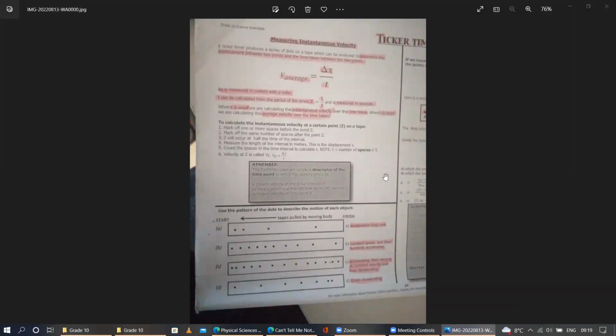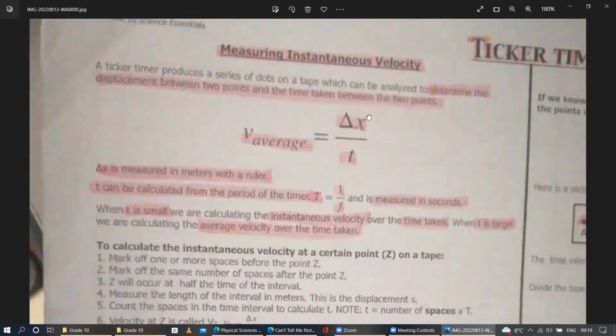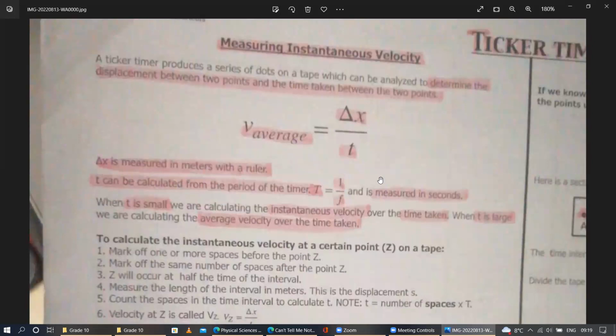Let me zoom into this. So it's just measuring instantaneous velocity. A ticker timer produces a series of dots on a tape which can be analyzed to determine the displacement between 2 points and the time taken between those 2 points.